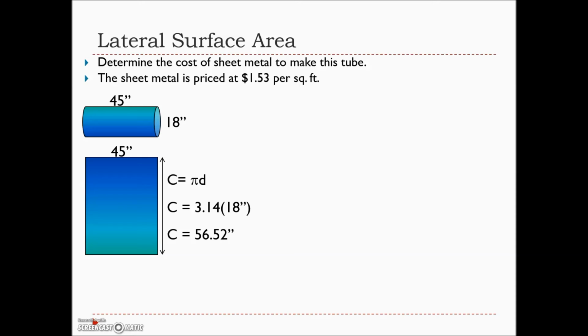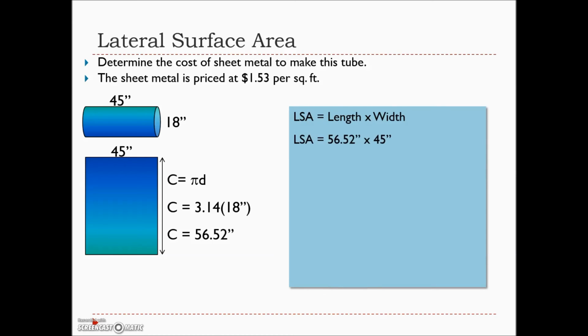Now that we have the 2 dimensions of the rectangle, we can calculate the lateral surface area of the cylinder by taking 45 times 56.52. This problem is asking us to determine the cost, and the cost for sheet metal is $1.53 per square foot. But we have a problem. Our lateral surface area is in square inches. So a preliminary step to determining the cost is to convert our square inches into square feet.